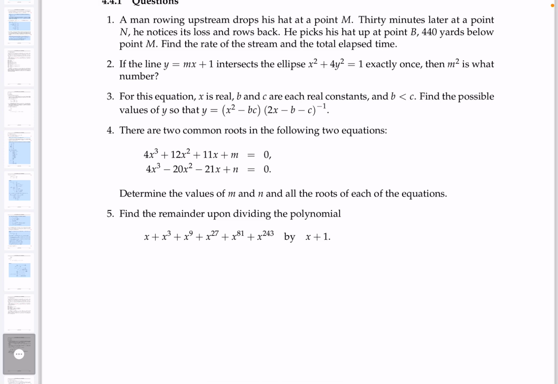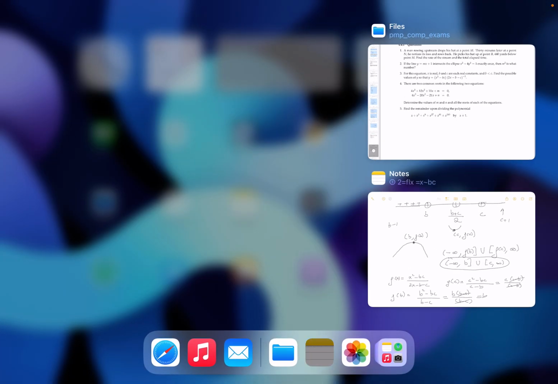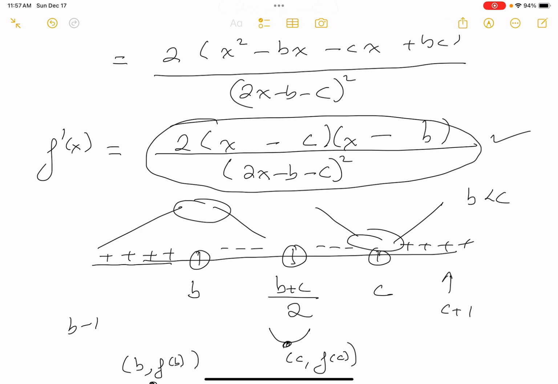Okay, number 4, it says there are two common roots in the following two equations. Determine the values of m and n and all the roots of each of the equations. This looks like it's going to be a tough one. Let's go to the whiteboard, and I'll write this down for you. And again, it's not going to be an easy one.